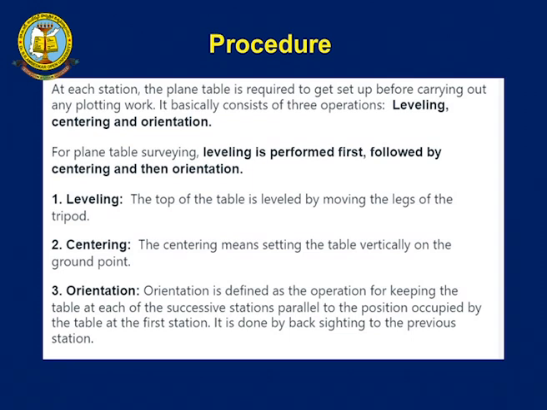Now, what is leveling here? The top of the table is leveled by moving the legs of the tripod, so that it is level without any deviation. The second thing is centering. Centering means setting the table vertically over the ground point. You have to transfer the ground point to the paper sheet, that is centering.